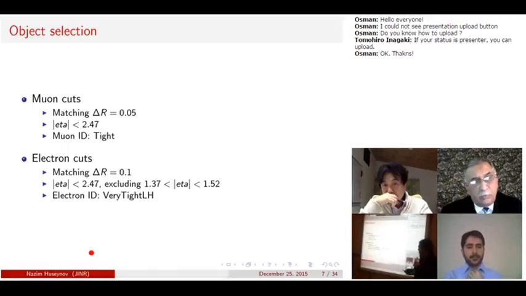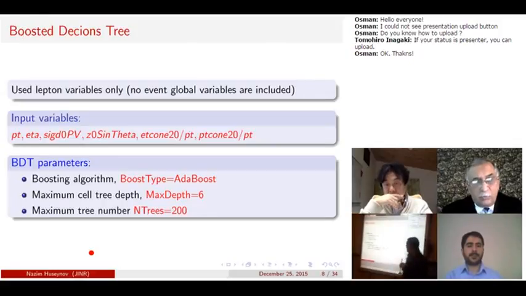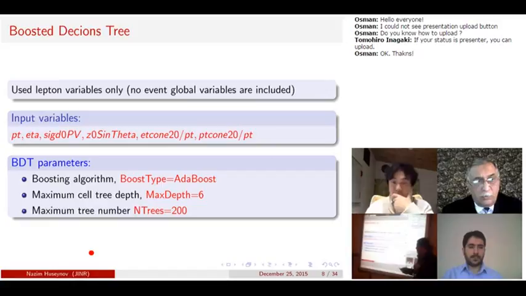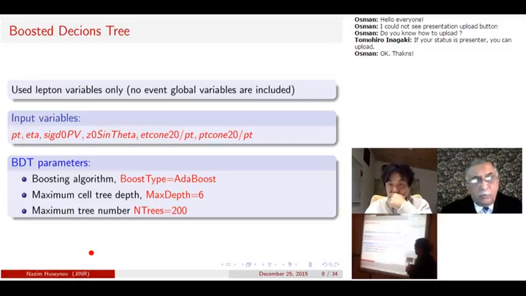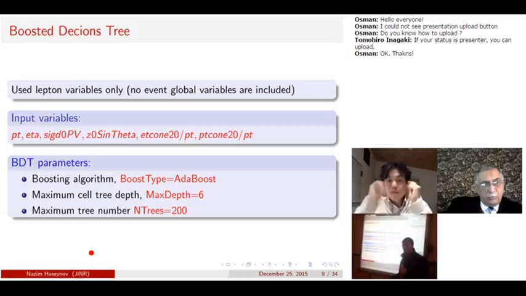A few words about the boosted decision tree. As input variables, we use the next 6 variables: pT, eta, sin d0, z0, ET-cone divided by pT, and pT-cone divided by pT. The BDT parameters use the AdaBoost algorithm, with depth equal to 3 and 200 trees. I tried to pass over some technical details. I think you don't understand what I'm talking about. Okay, it's okay. Next slide, please. I passed several slides because I have no time. Next.